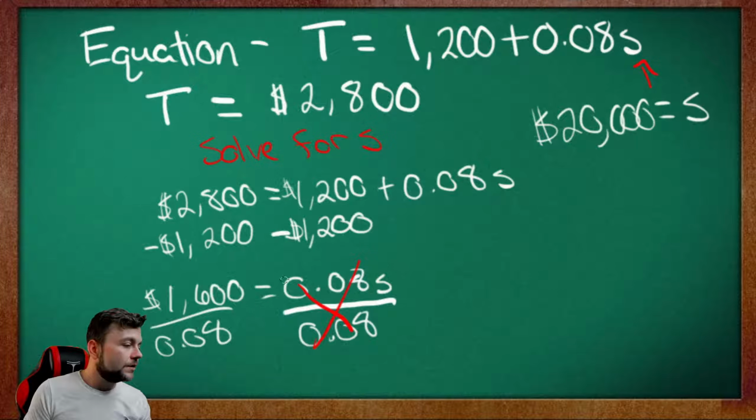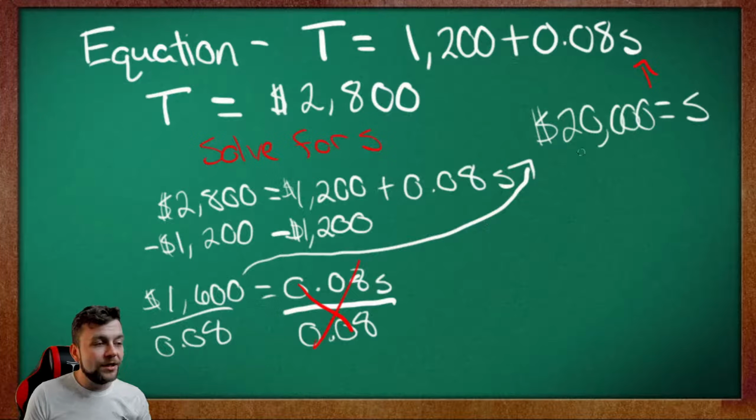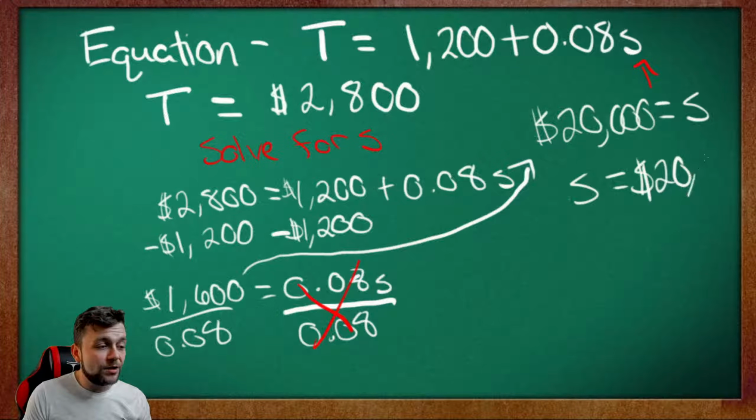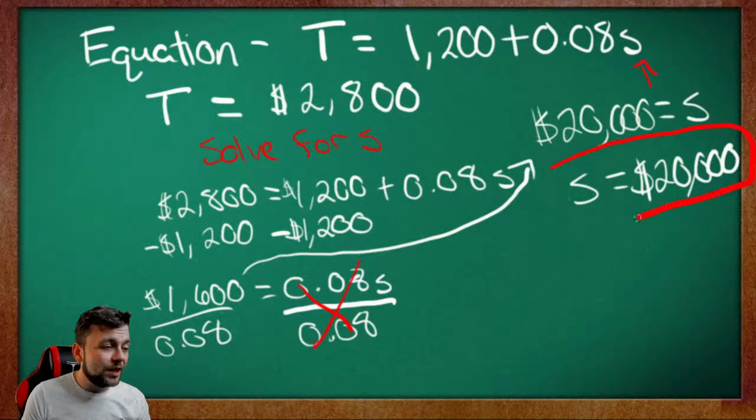So this comes up here, and you can just flip it all around and say S equals $20,000. That is your answer. That is the solution to this problem. That's how much sales John did in the month of July, and this was his pay. The $2,800 was his pay because of his 8% commission.